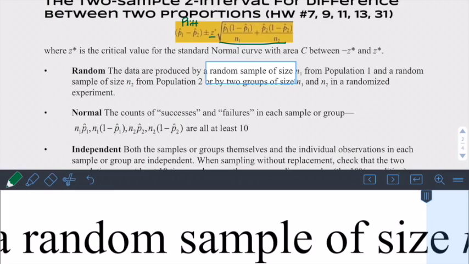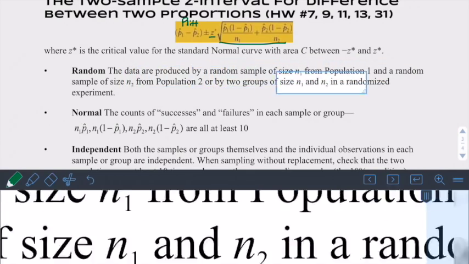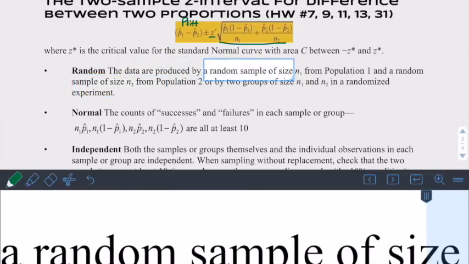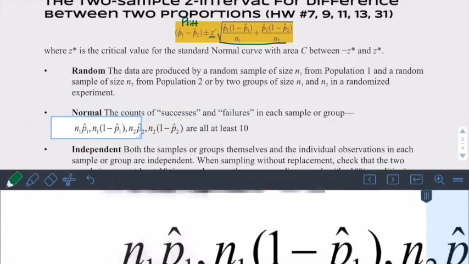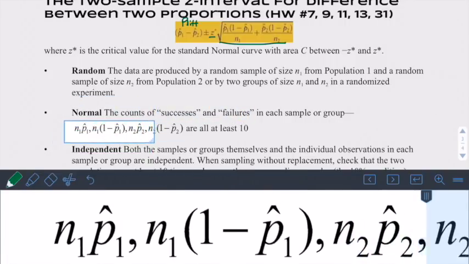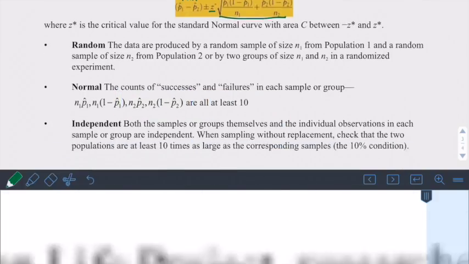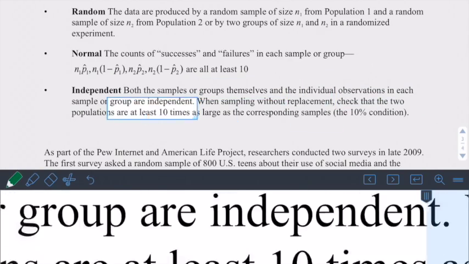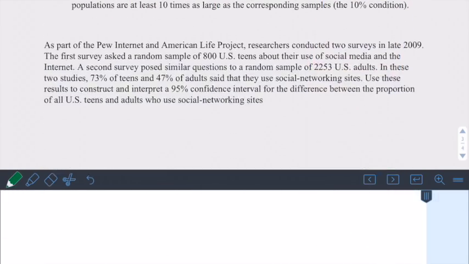So we need N1 and N2 to be random samples or a random experiment. Okay, the data produced by a random sample or a randomized experiment. The normal condition is the same: N1 p1, N1 (1 minus p1), N2 p2, N2 (1 minus p2) are all at least 10. And the independent condition: both N1 and N2 are less than 10% of the population, the 10% condition.